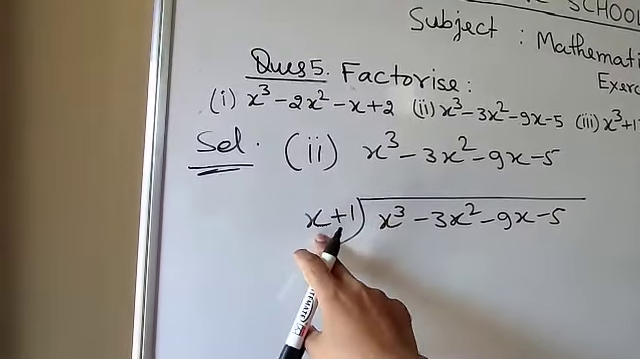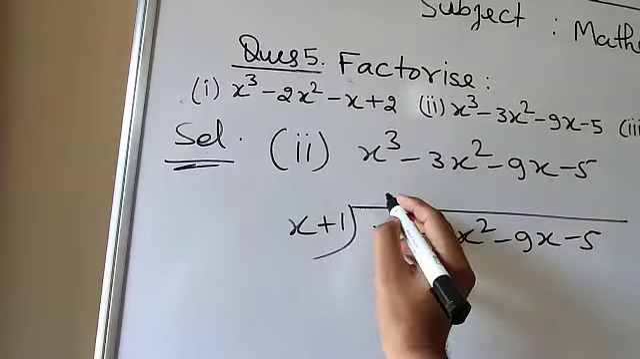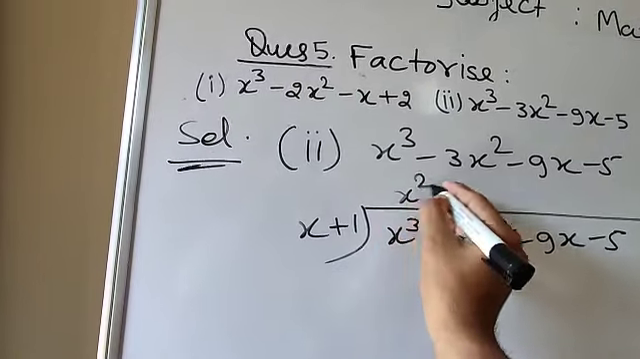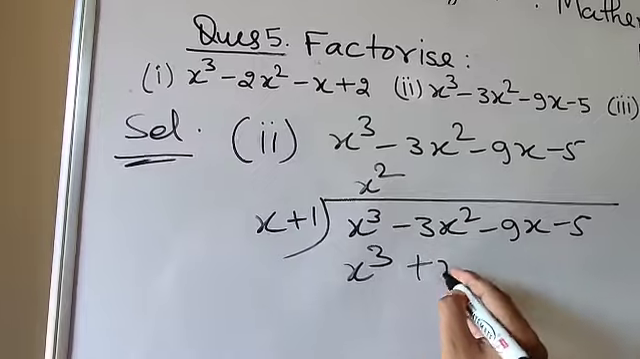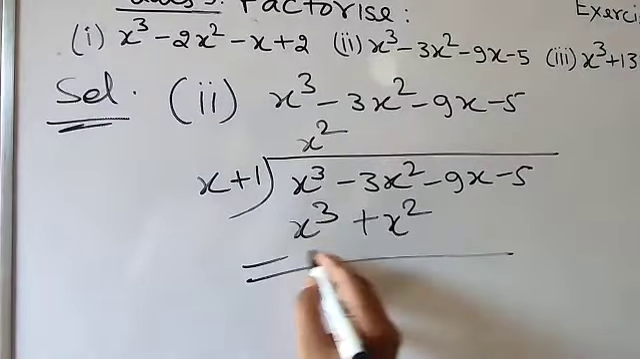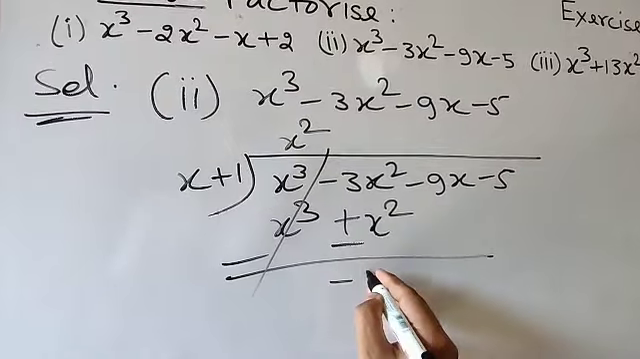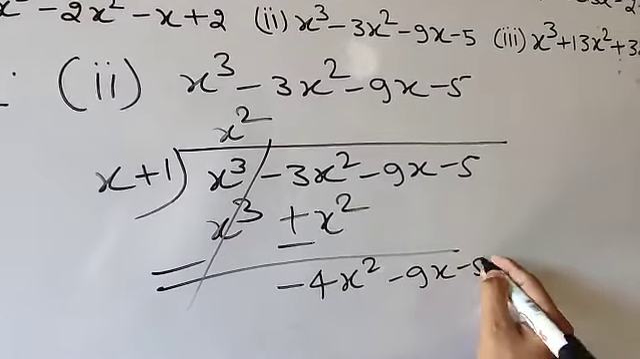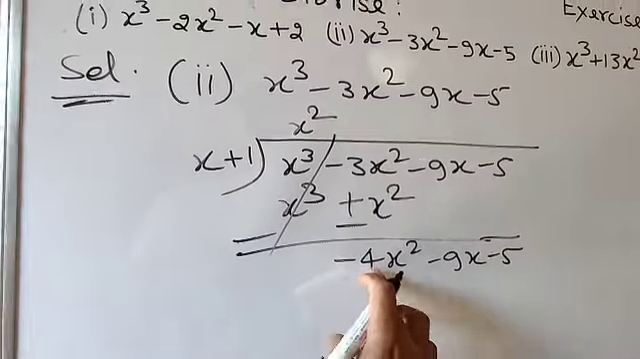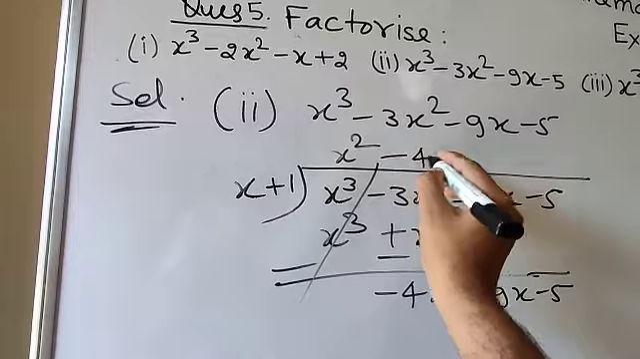Now x cube is here, x, then you need to find the x cube, so x should be multiplied by x square, then you will get x cube. So here x square, x into x square, x cube plus 1 into x square plus x square. Now subtract it, minus minus, that is cancelled, minus 3x square minus x square is minus 4x square, and here it is minus 9x minus 5. Now here it is minus 4x square, here it is x. So you need to put minus 4x.